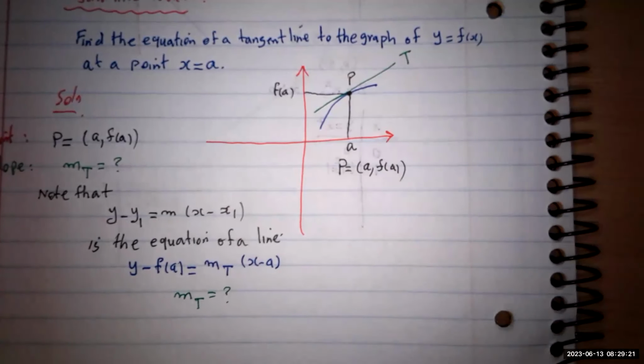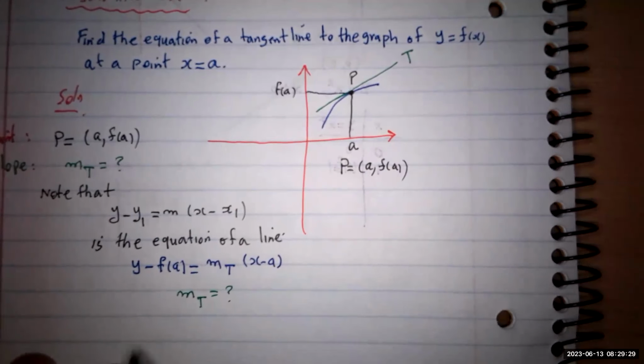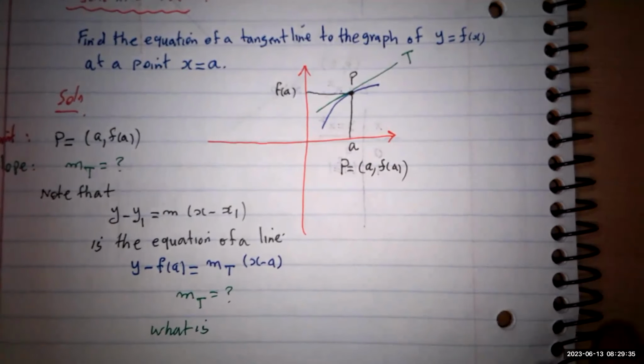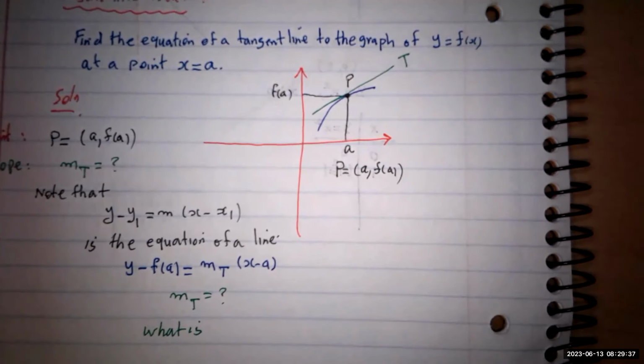Okay, I've already got the point P. So if I can find the slope of a tangent line, then I'll be able to do the job. So the problem was, what is... the main question really was for them. So this is the formula to find the slope of a tangent line. The question is, what is the definition of the tangent line to the graph of this function?